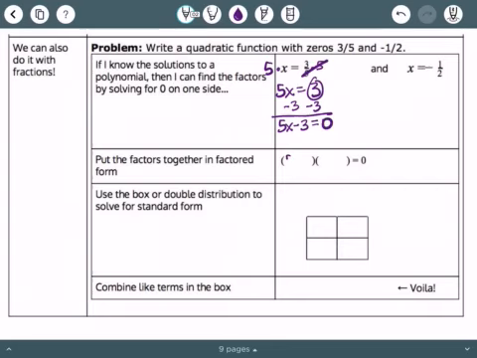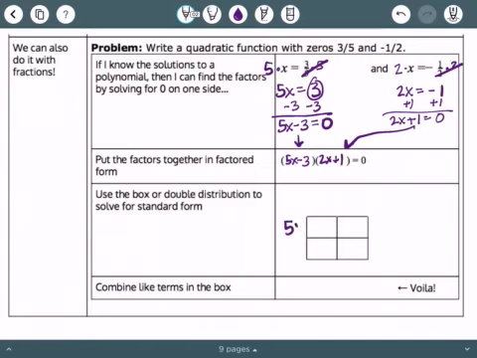That's one of my factors. I'll write it right here: 5x minus 3. Right? We'll do the same thing over here. I'm going to multiply times 2 on both sides. So I get 2x equals negative 1. I want this side to be 0, so I'm going to add 1 on both sides. I get 2x plus 1 equals 0. That makes this one of my other factors, 2x plus 1.